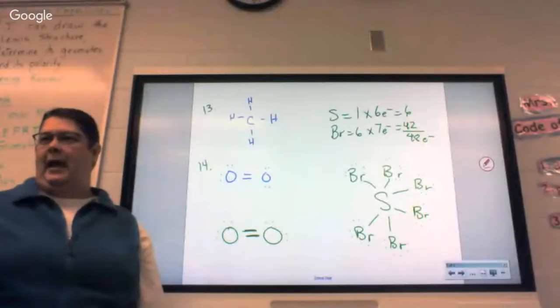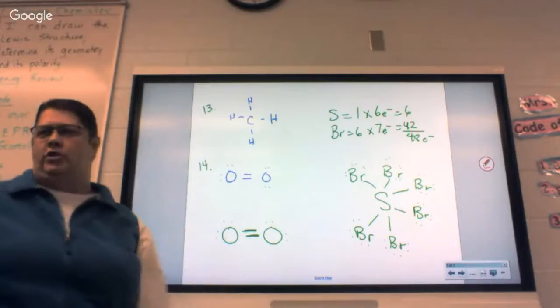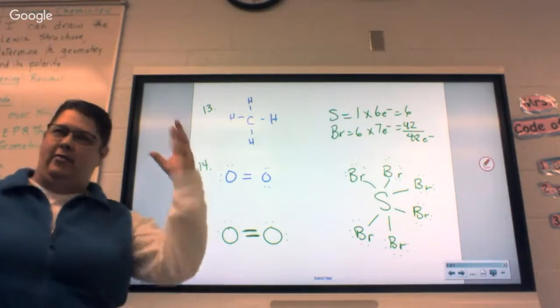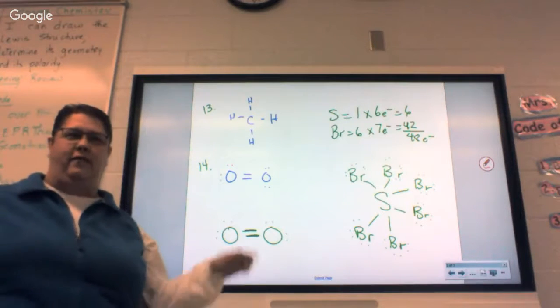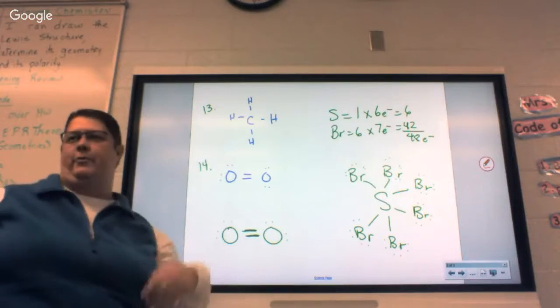Number 13 and 14. Question. Now, tomorrow you will draw the Lewis structure at that time and then tell me the geometry, instead of already having it drawn for homework, then tell me the geometry.